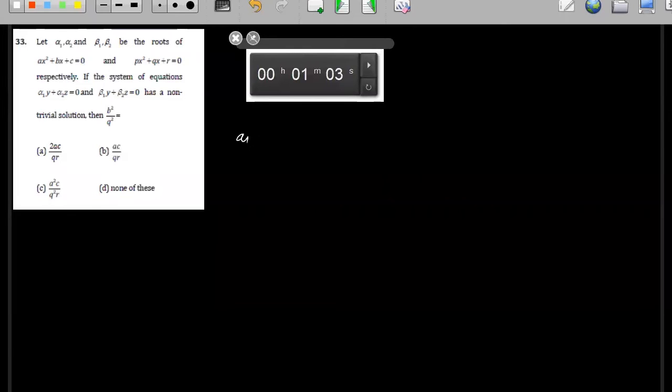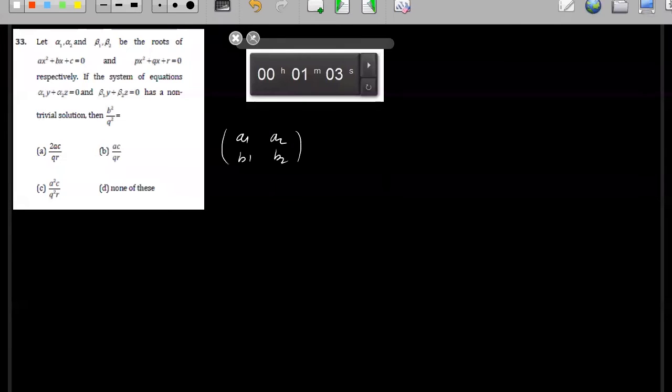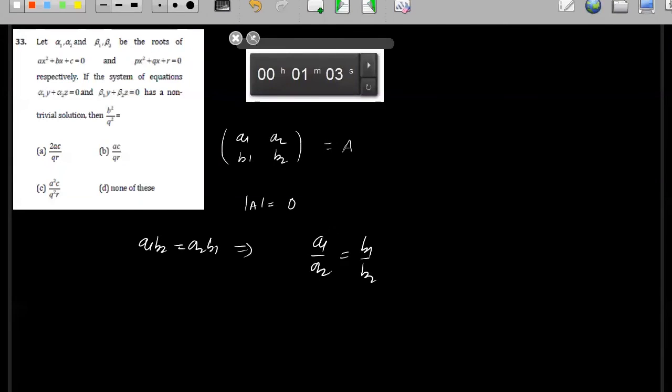So we can write a1, a2 and b1, b2. If this is a homogeneous system, let's take this as A. Determinant of A should be equal to 0 because it has a non-trivial solution, that means a solution other than 0, 0. So delta A should be 0. That means a1 b2 equals a2 b1. So from here I can take a1 by a2 equal to b1 by b2. Remember, if they have asked for the ratio of the roots, always take componendo.